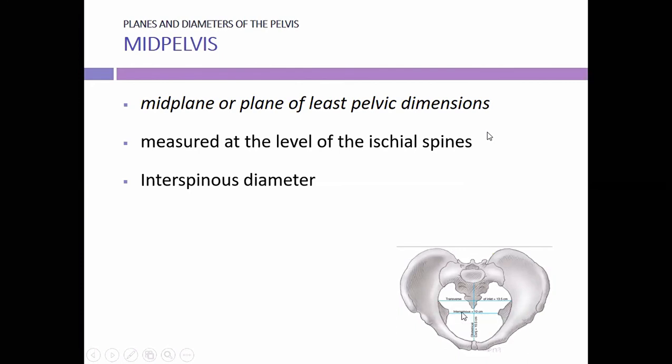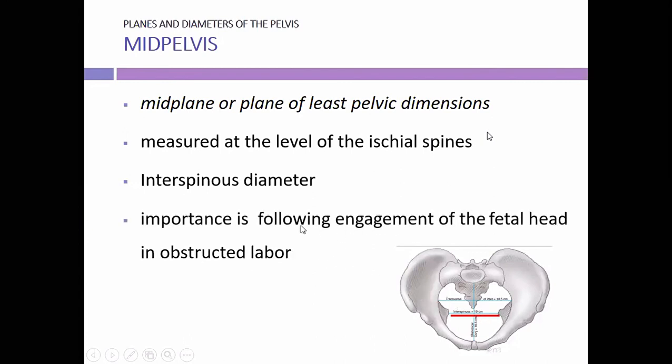The interspinous diameter should be at least 10 centimeters because you will later learn that during labor and delivery, the fetal head that will have to pass through will be around 9.8 or 9 cm. And therefore, for that baby to pass through the mid pelvis, the interspinous diameter should be 10 centimeters. So this is also important in the cardinal movements of the fetus.